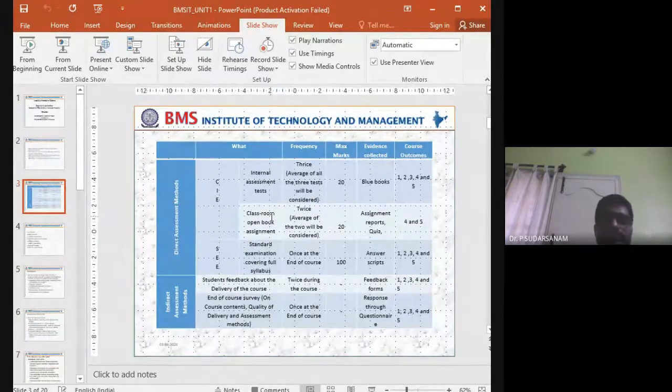The semester end examination is a standard examination covering the full syllabus, 5 units. About the question paper pattern, you know, every unit will have two questions, either-or type. You have to answer either the first question or the second question from the first unit, similarly the second unit, third unit, fourth and fifth. So 10 questions will be given, each unit 2 questions. You are supposed to write one question from each unit. You cannot leave any unit entirely.